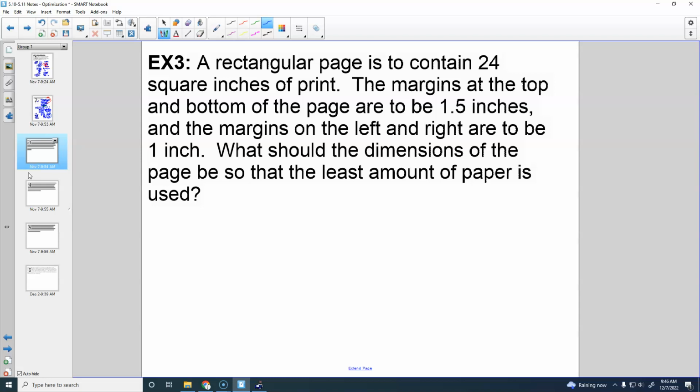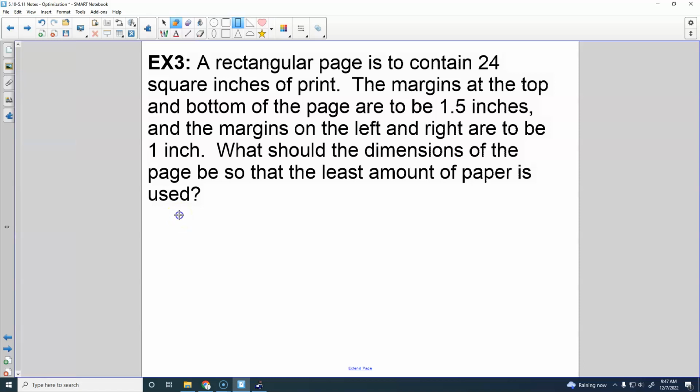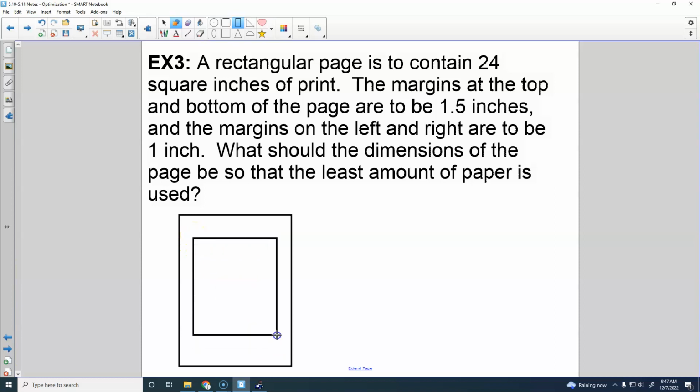All right, a rectangular page is to contain 24 square inches of print. The margins at the top and bottom of the page are to be 1.5 inches, and the margins on the left and right are to be 1 inch. What should be the dimensions of the page so that the least amount of paper is used? So, let's draw what we've got going on here. We have a sheet of paper, and we have margins that are 1.5 at the top and bottom and 1 on the side. So, let's try to draw it where it looks about right.